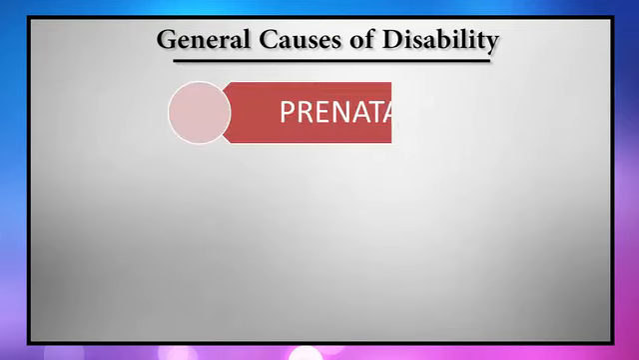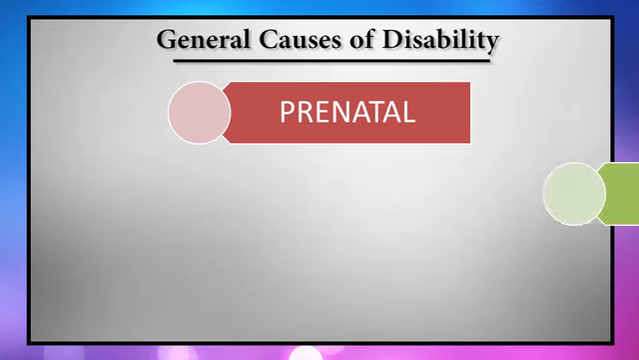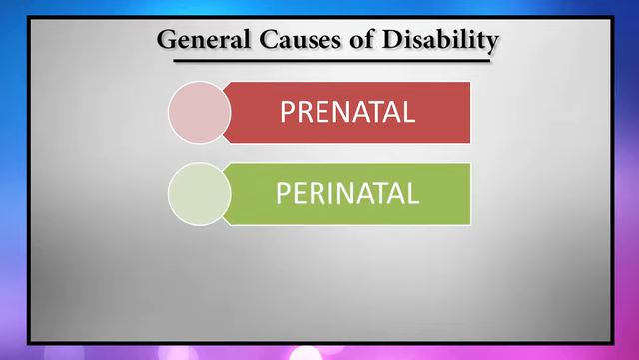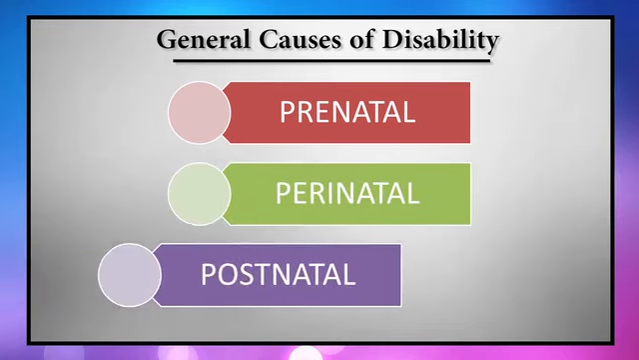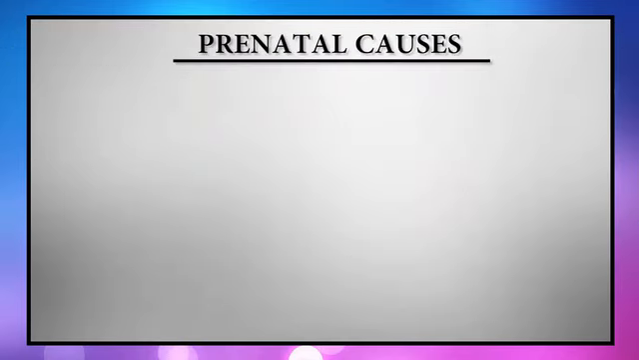Now, what are the general causes of disability? If we broadly divide them into 3 dimensions or 3 areas, first is the prenatal stage, which is before birth, when the child is in the womb of the mother; the perinatal stage, or during birth; and the postnatal stage. In the prenatal stage, there are various causes which may lead to different sorts of disabilities.